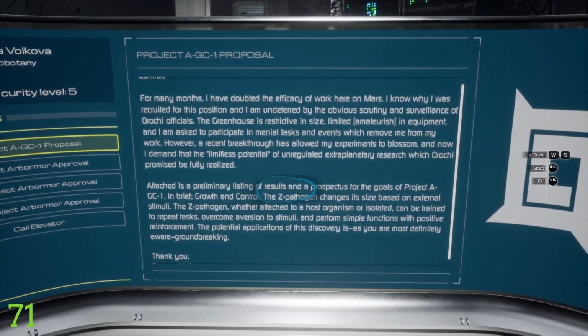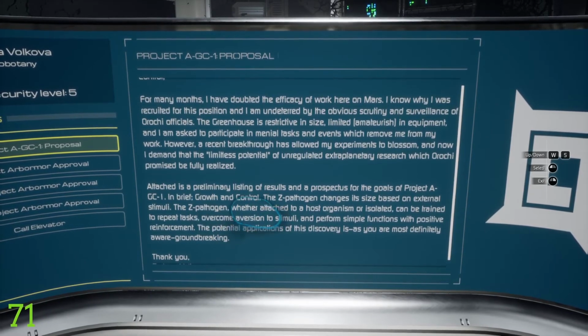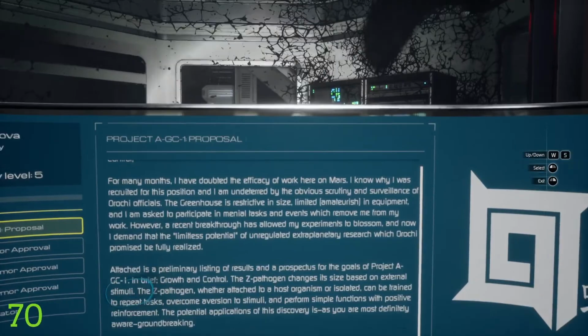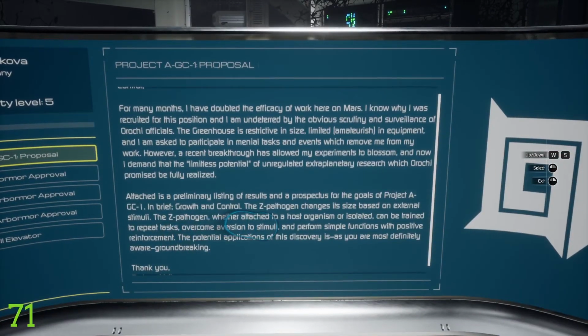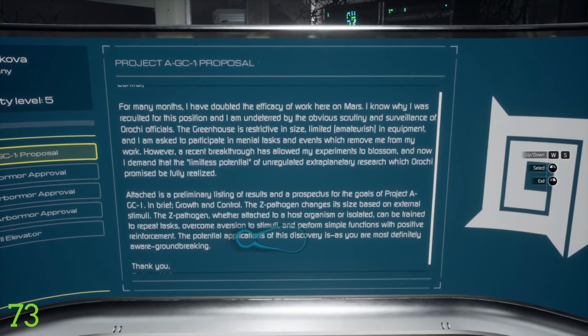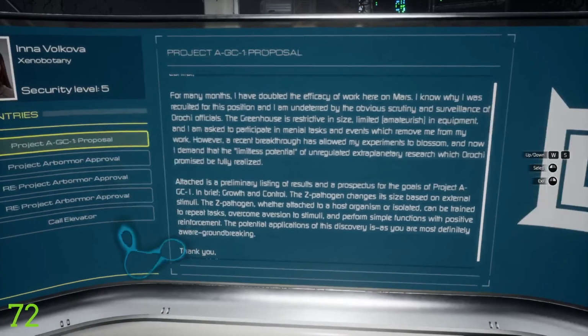In brief, growth and control, the Z-pathogen changes its size based on external stimuli. The Z-pathogen, whether attached to a host organism or isolated, can be trained to repeat tasks, overcome aversion to stimuli, and perform simple functions with positive reinforcement. The potential applications of this discovery are, as you are most definitely aware, groundbreaking.